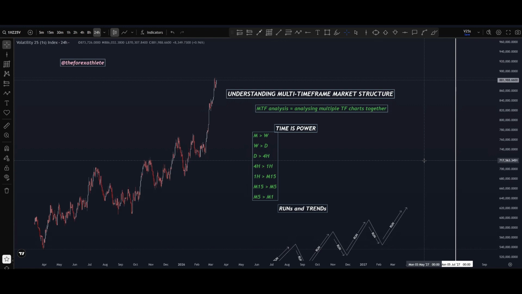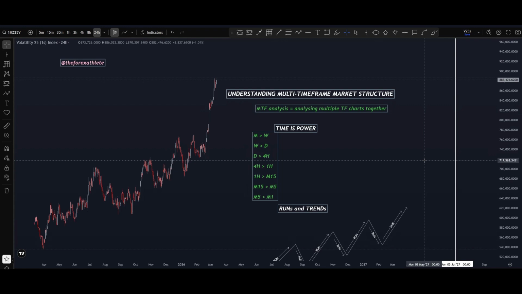So the first thing we'll be discussing is what is multi-time frame market structure? Multi-time frame market structure just simply means analyzing multiple time frames. So what do I mean by analyzing multiple time frames? To analyze multiple time frames, you just need to go to the respective charts, be it daily, be it 4 hour, 1 hour, 15 minutes, or the minute time frame, and analyze the chart.